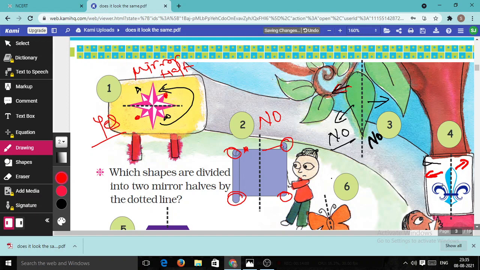So though it is divided in half, this figure is not a symmetric figure because the color pattern is different in it. So it is not called a mirror half. So we write here no. I hope all of you understand this definition, in which shape, size and color is also equally required to make a mirror half.